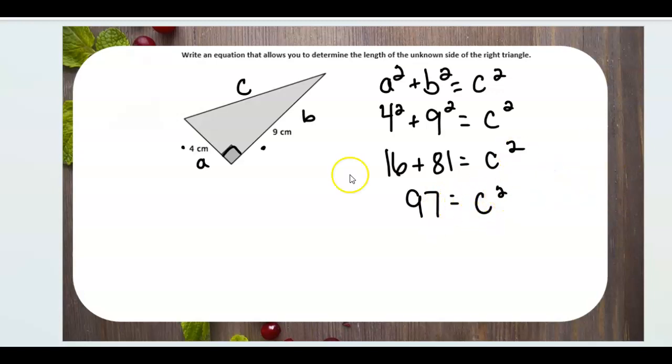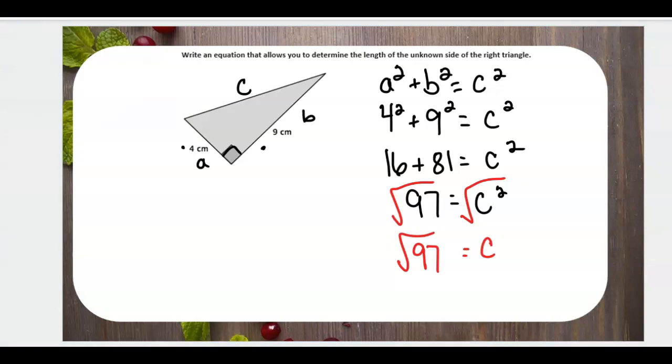Now, we don't want to know what c squared is. We want to know what c is. So in order to get rid of the little exponent, the inverse of squaring something is taking the square root. If you take the square root, it leaves you with just c. But what you do to one side, you have to do to the other side. So you take the square root of 97.